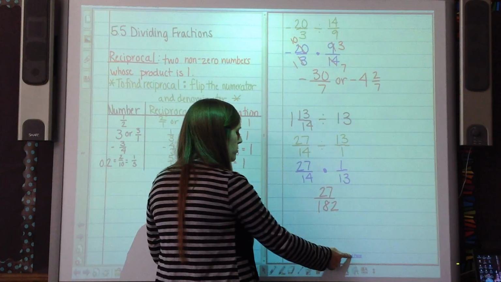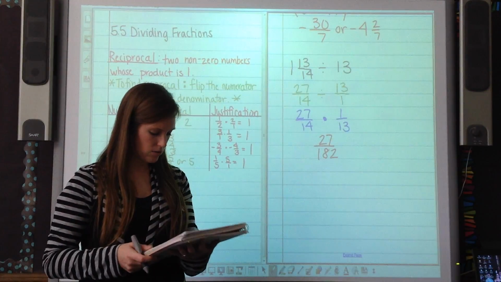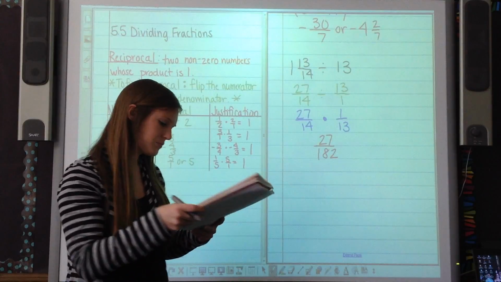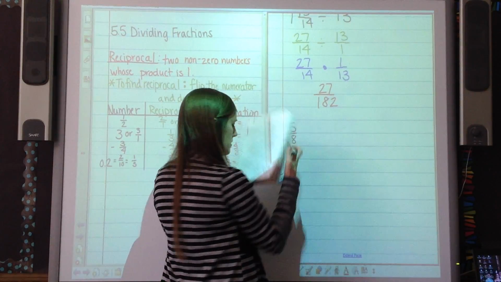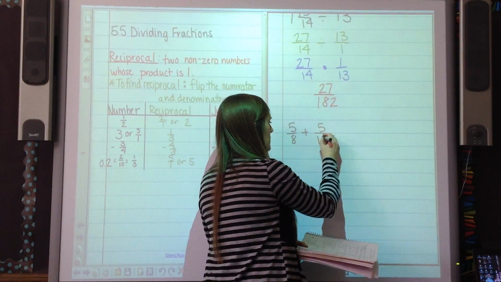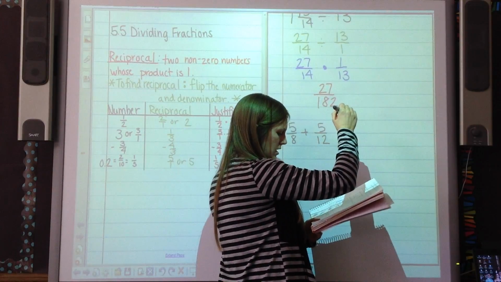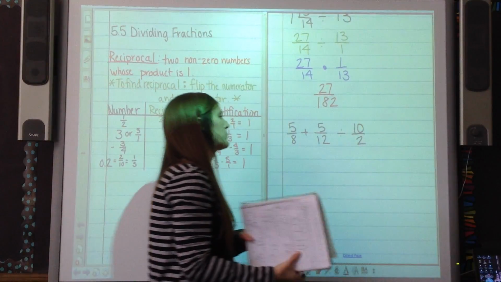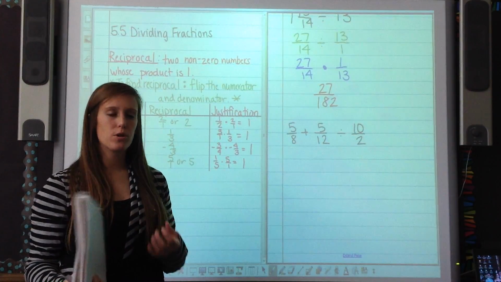I'm going to do one more problem with you. There are a couple problems where you're going to have to follow order of operations. So let's try 5/8 plus 5/12 divided by 10/21. This is an expression. When you have an expression, you need to follow order of operations.